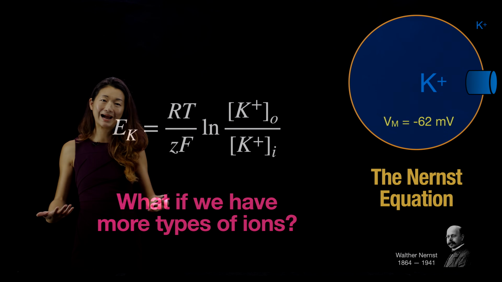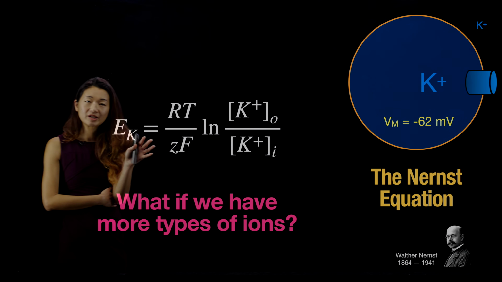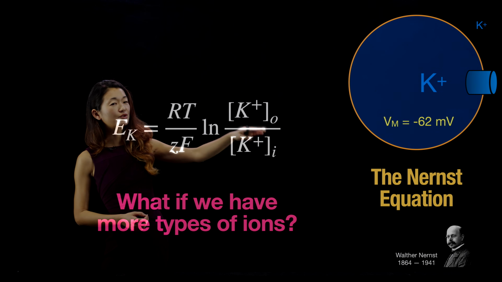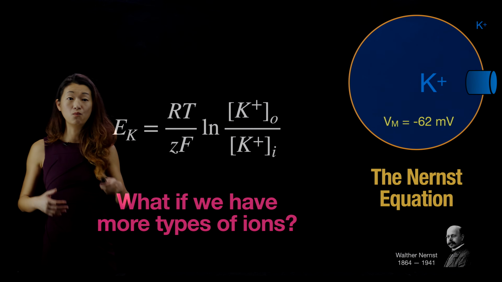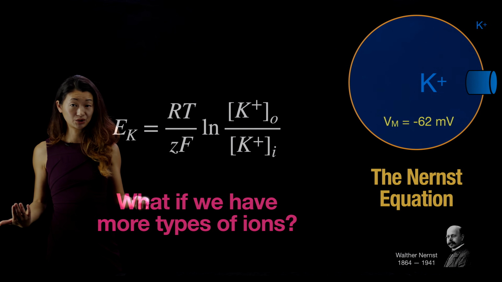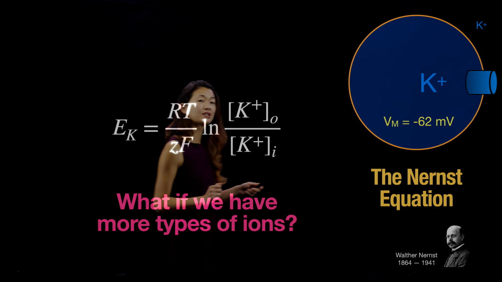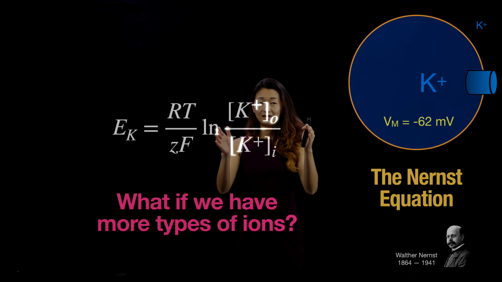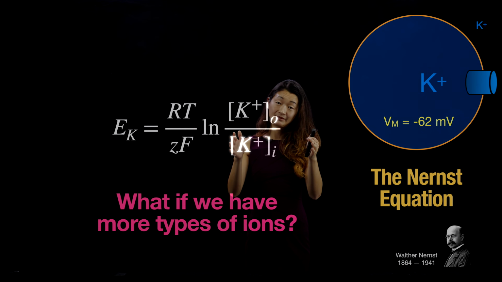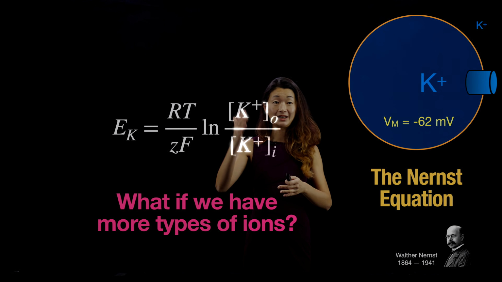So let's think about what would happen. Intuitively, you might think that if you had more types of ions, the right thing to do would be, instead of thinking about the ratio of concentrations of just one type of ion, to take a weighted average of the concentrations of the ions. I'm going to say that one more time. Here, we have an equation that is the logarithm of just the ratio of this one type of ion. If you had more than one type of ion, you might want to take the weighted ratio of how much that ion is able to flow in and out of the cell.